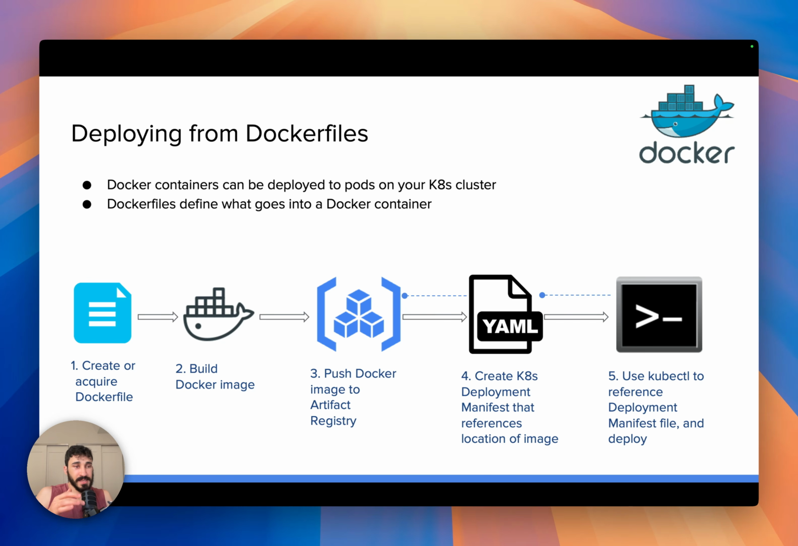And essentially, the last step is you use the kubectl command line tool to reference the deployment manifest file and deploy the Docker container to your Kubernetes cluster. So that's why there's this line going back as well, because kubectl references the file that you created in step 4 and the image that you pushed to Artifact Registry in step 3.